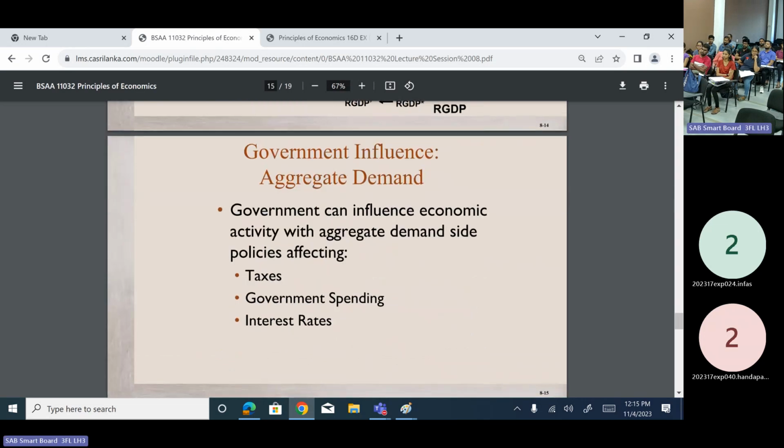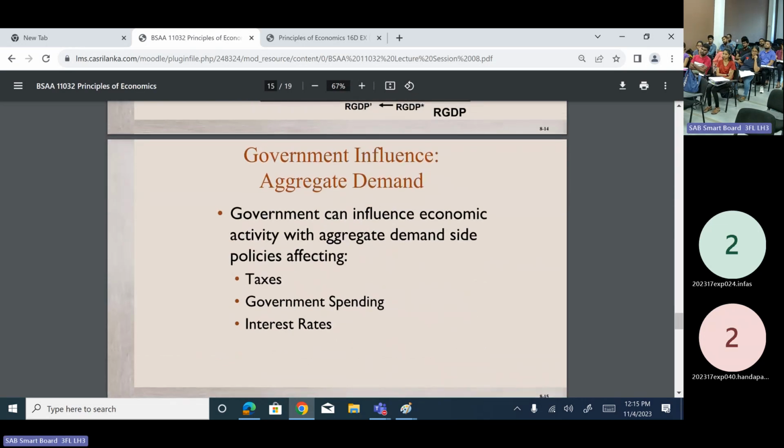Now, I told you government can change aggregate demand, right? One variable of aggregate demand is government. What are the factors that government can influence and change? Government can decide the taxes. Government can decide government spending. Government can decide interest rate. Through these, the government of a country can heavily impact its aggregate demand.